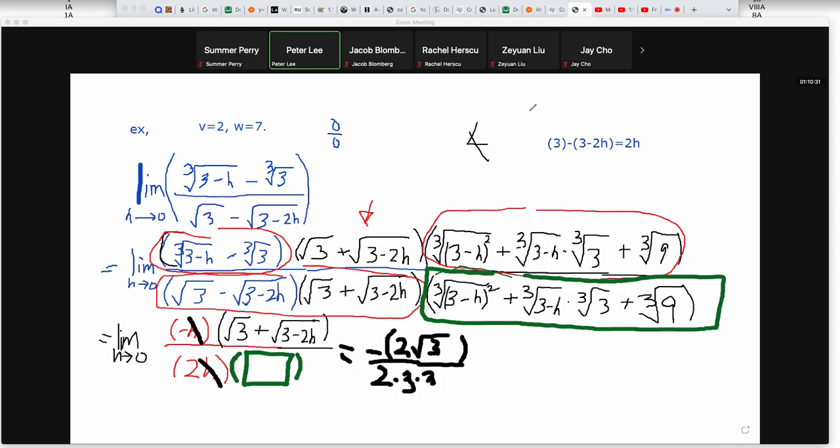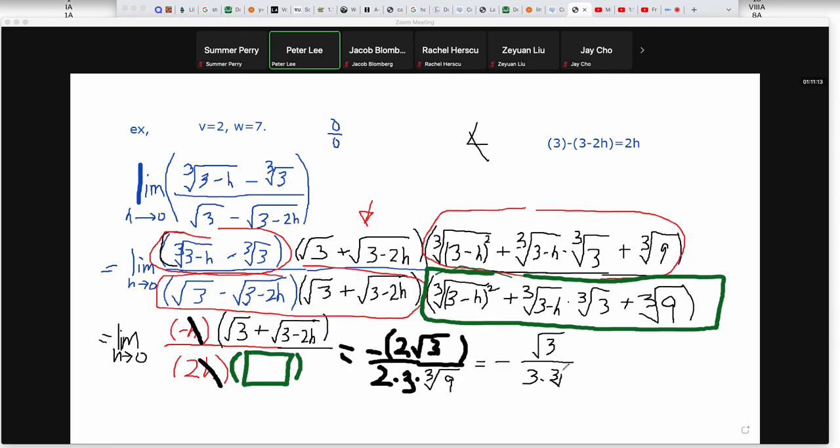Let me change that to thin marker. So 3 times cube root of 9. Essentially that's it. Bring the minus sign to the front, and the 2's are reduced. So we end up getting square root of 3 over cube root of 9. Oh, wait a minute. What is square root of 3 over cube root of 9? Can you simplify that? Square root of 3 over 3 times cube root of 9.